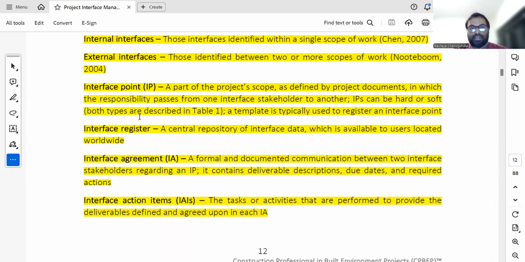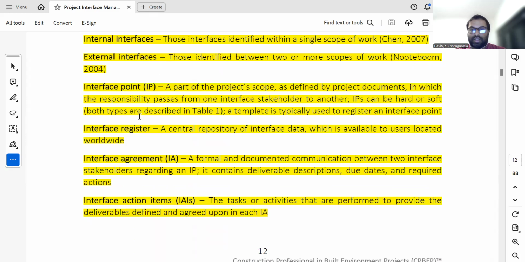And what is the interface register? The interface register is the central repository of interface data, which is available to users located worldwide. Let's say it's like a shared folder within the company. So everyone who has the authority and the visibility can keep the documents as storage. So we call it an interface register.